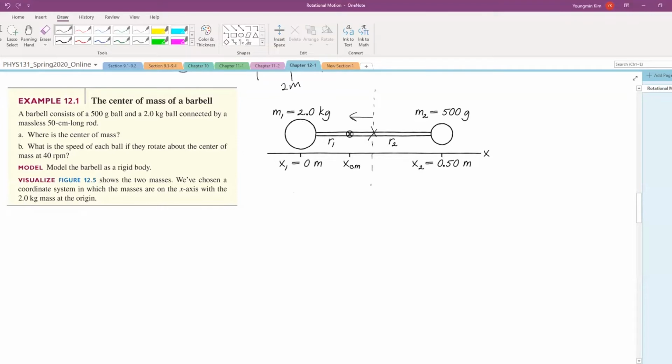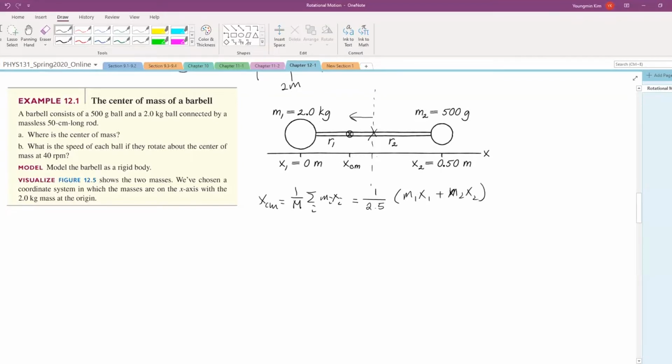So let me write it down here again. The center of mass for x is 1 over m, sigma m_i x_i. In this case, you have only two objects, so let's just put it in together. The total mass is 2 kilograms plus 500 grams, so that will be 2.5. And then in the summation, you will have m1 x1 plus m2 x2.